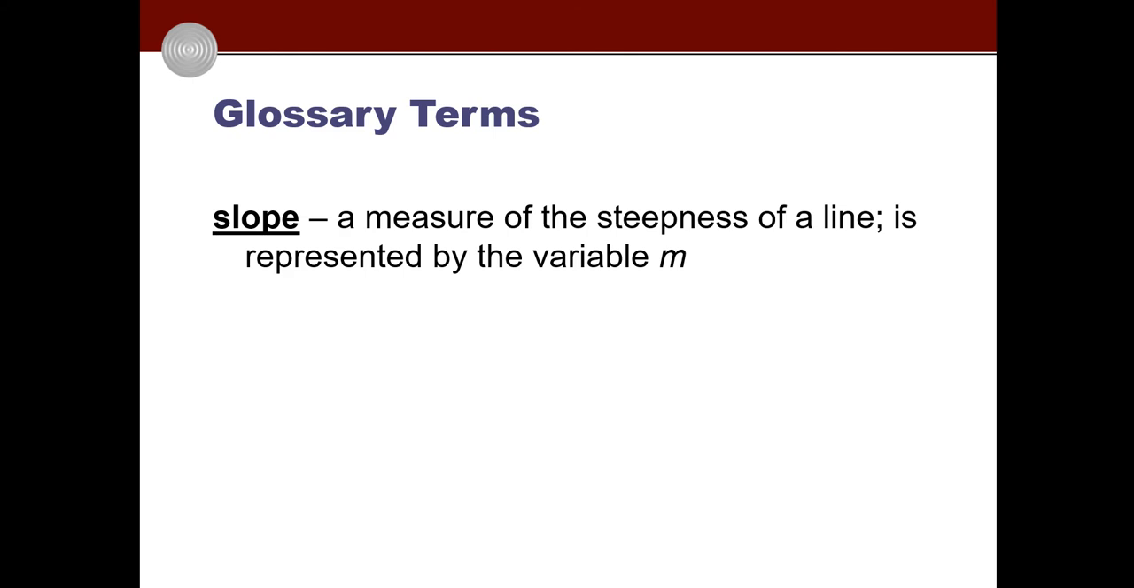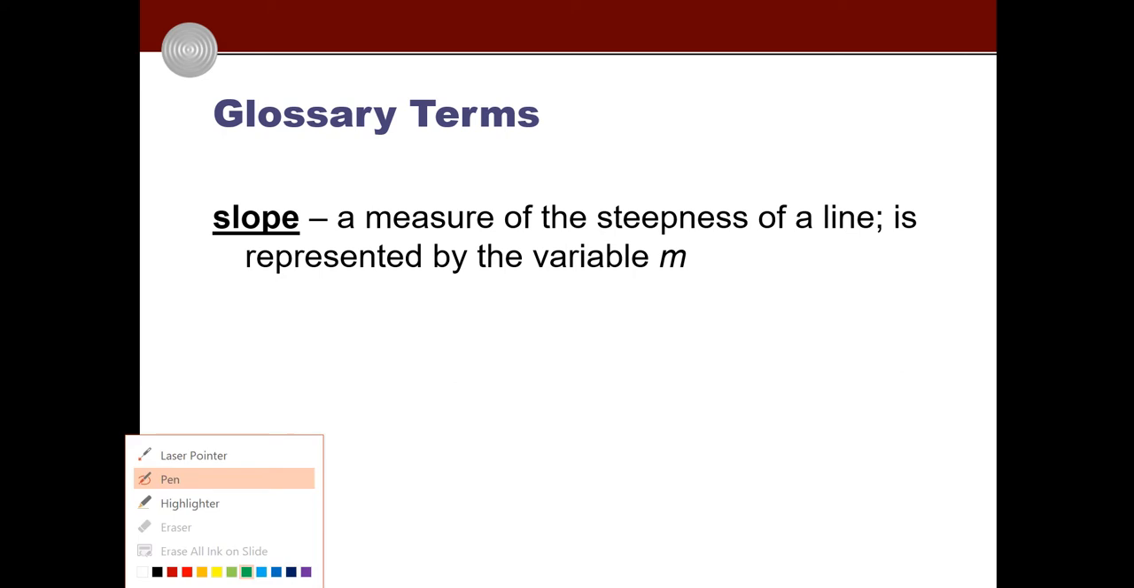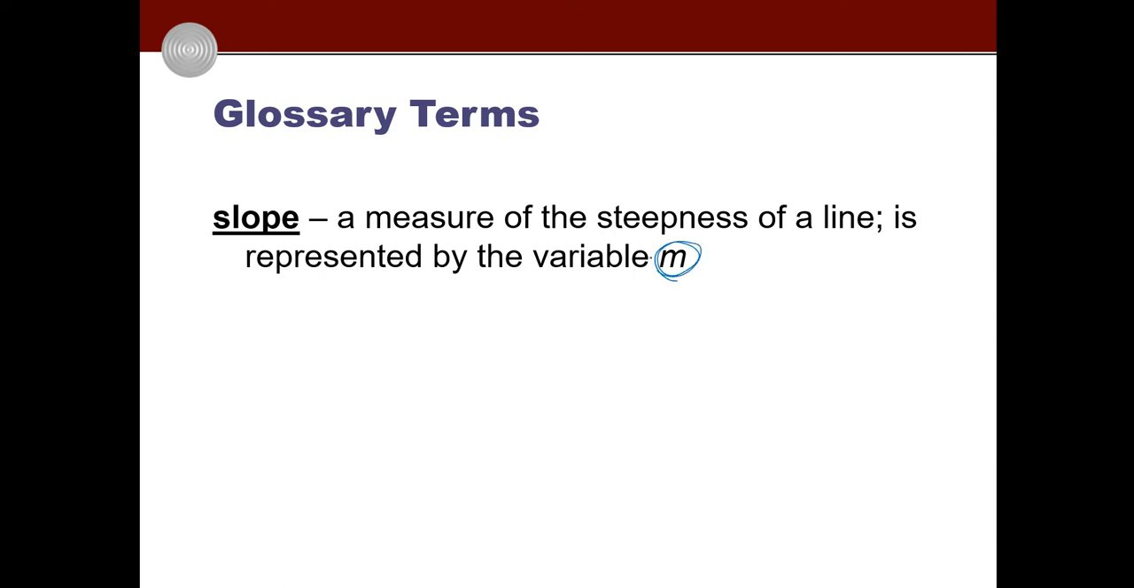Few more glossary terms. Slope. It's a measure of the steepness of a line. And we did talk about this before the other day when we were talking about lines of best fit. Okay, it is represented by the variable m. Make sure that you remember this. Slope is represented by m. Okay, that is important for you to know.